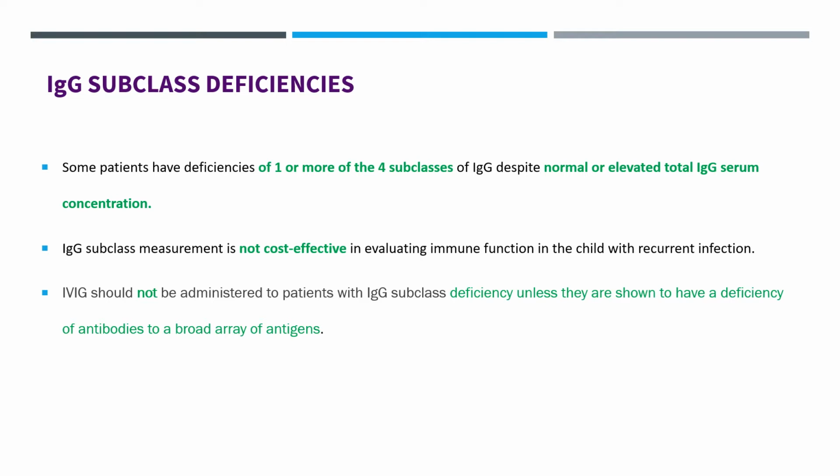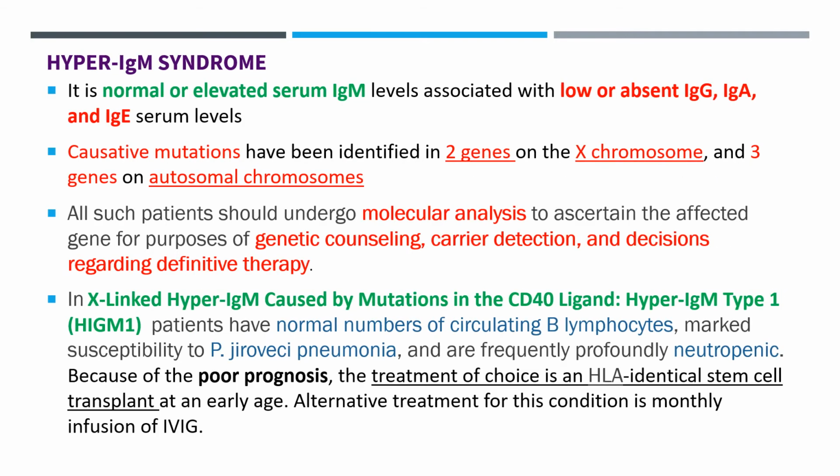So if you are suspecting IgG subclass deficiency, do the subclass test. But there is a problem that this test for the subclasses is expensive and it is not cost effective. So be careful in doing it. IVIG should not be administered to patients with IgG subclass deficiency unless they are shown to have a deficiency of antibodies to a broad array of antigens. So this is for this disease.